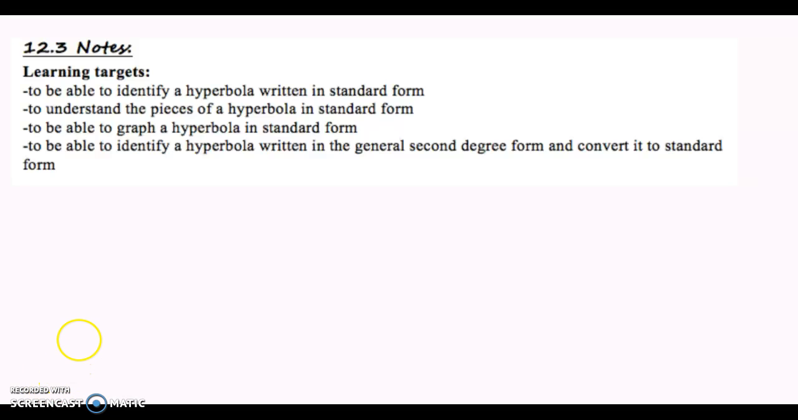This next section is going to be on hyperbolas. We're going to want to write a hyperbola in standard form. We're also going to want to understand the pieces of a hyperbola, and there's a lot of them. We'll want to graph them, and then in the second video we'll go ahead and write the equation of a hyperbola from a general second degree form to a standard form.